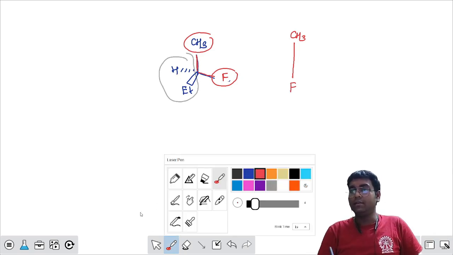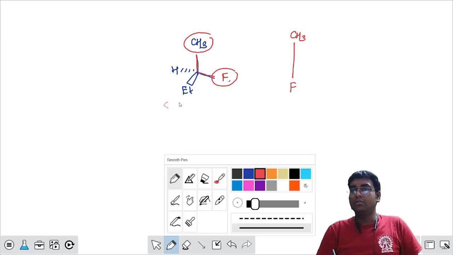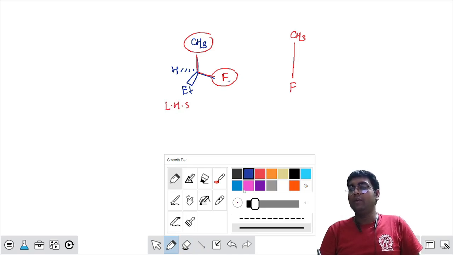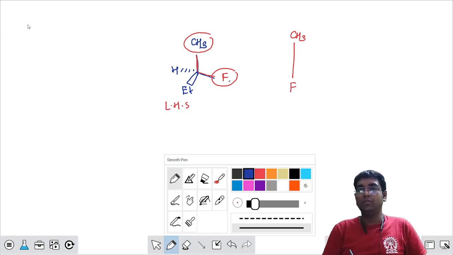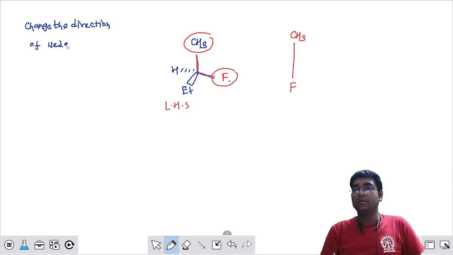So we can say that this one is residing at the left hand side position. So we have to change the direction of the wedge atom. So this is the rule. We have to change the direction of the wedge atom.